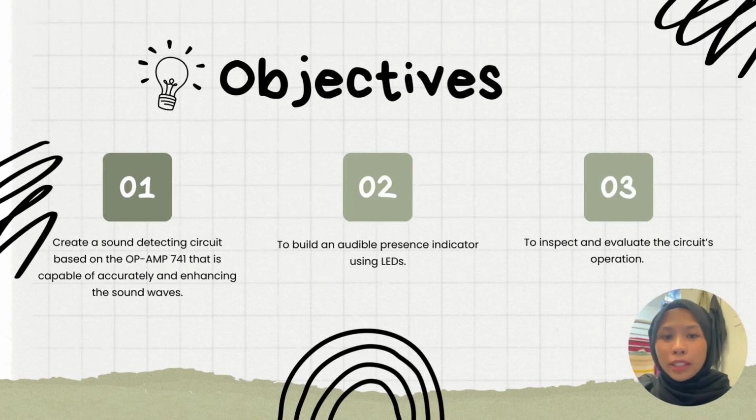The following objectives are among the main ones for this project. First is to create a sound detecting circuit based on the OM741 that is capable of accurately detecting and enhancing the sound waves. Second is to build an audible presence indicator using LEDs. And third is to inspect and evaluate the circuit's operation.